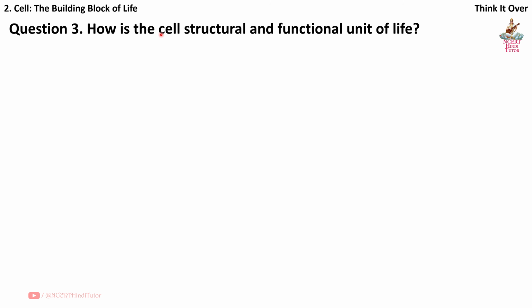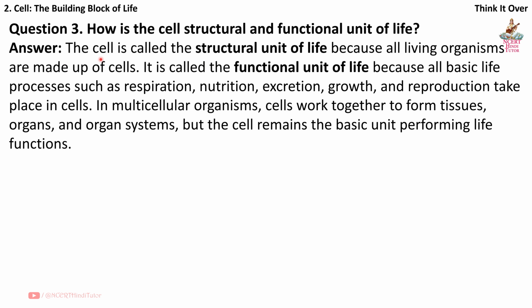Question 3. How is the cell the structural and functional unit of life? Answer. The cell is called the structural unit of life because all living organisms are made up of cells. It is called the functional unit of life because all basic life processes such as respiration, nutrition, excretion, growth, and reproduction take place in cells. In multicellular organisms, cells work together to form tissues, organs, and organ systems. But the cell remains the basic unit performing life functions.